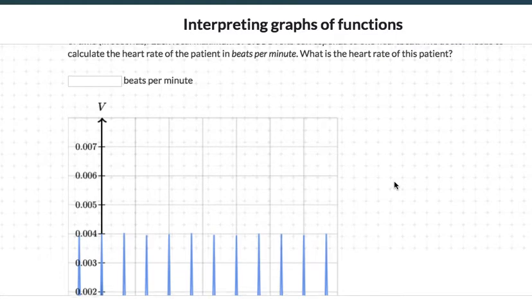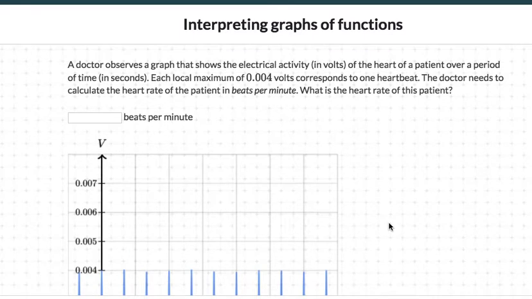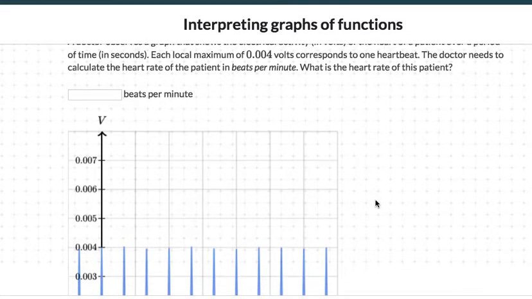So you can see here the local maximum of 0.004 is right here. Each one of these is a local maximum. So it's a maximum value of this function, and of course it's occurring many times because it's a heartbeat. It's over a period of time in seconds. We'll take a look at the x-axis in a moment, which is the period of time, and the question is asking what is the heart rate in beats per minute.